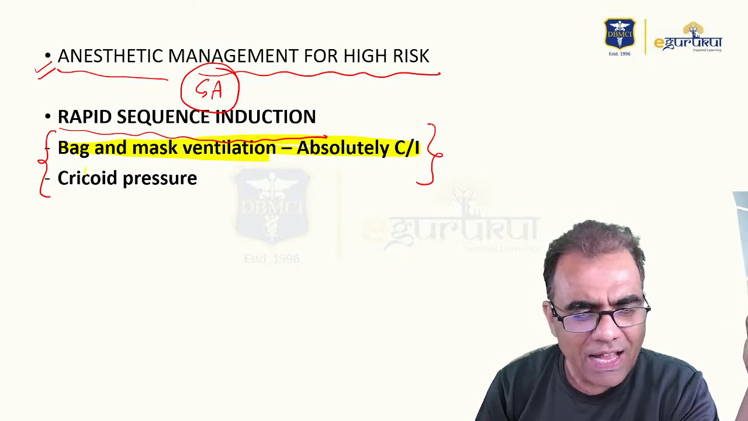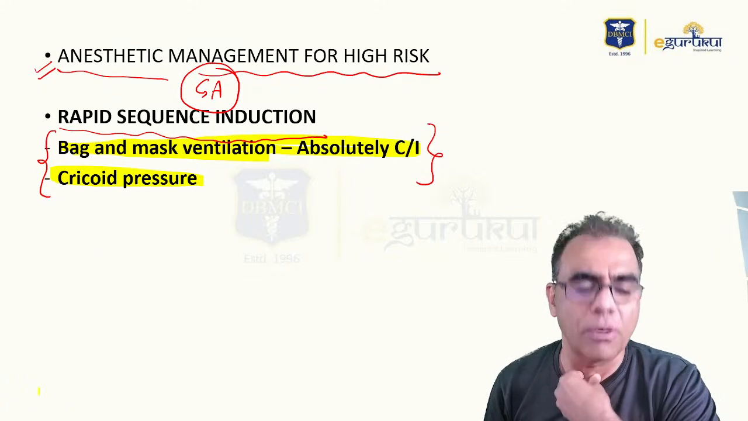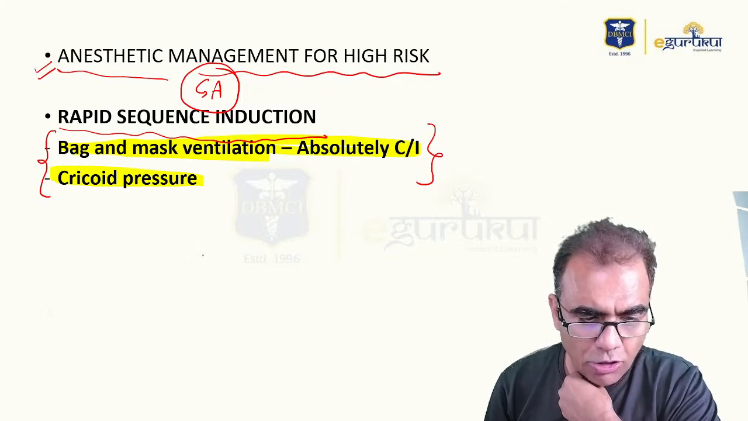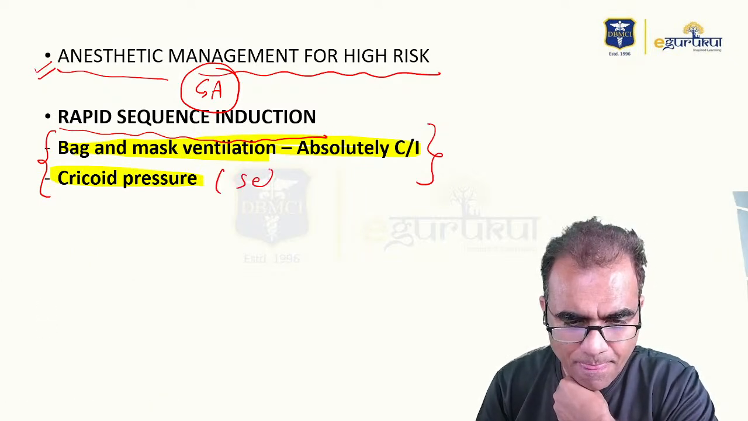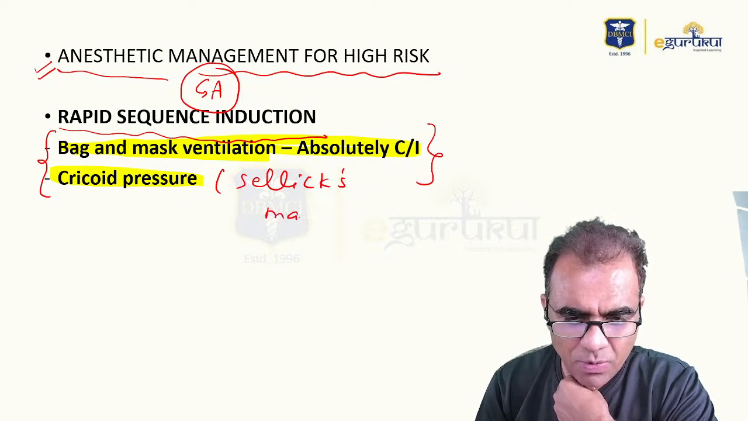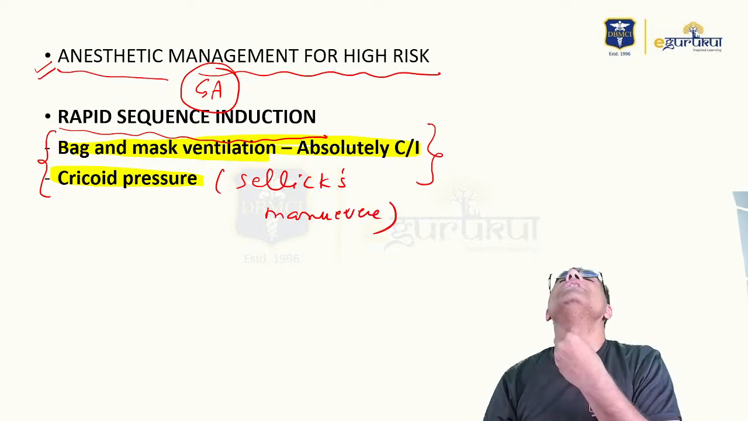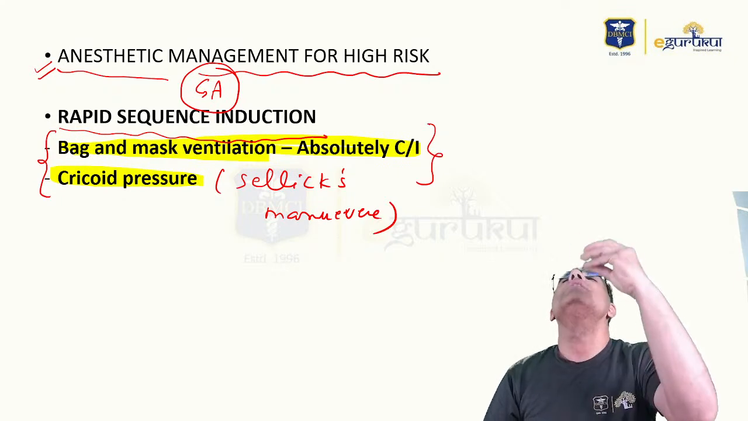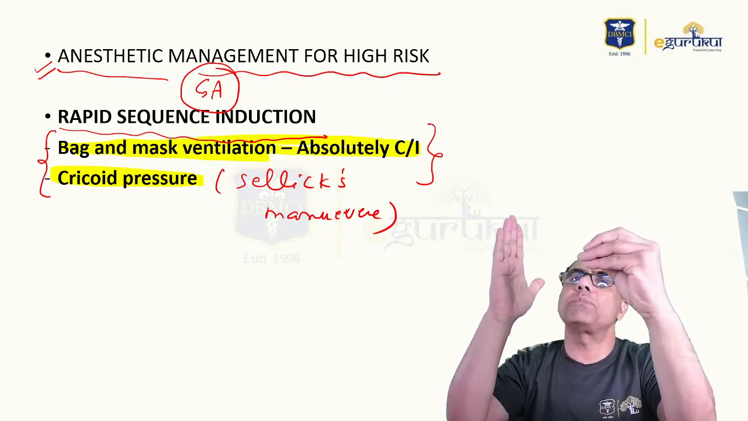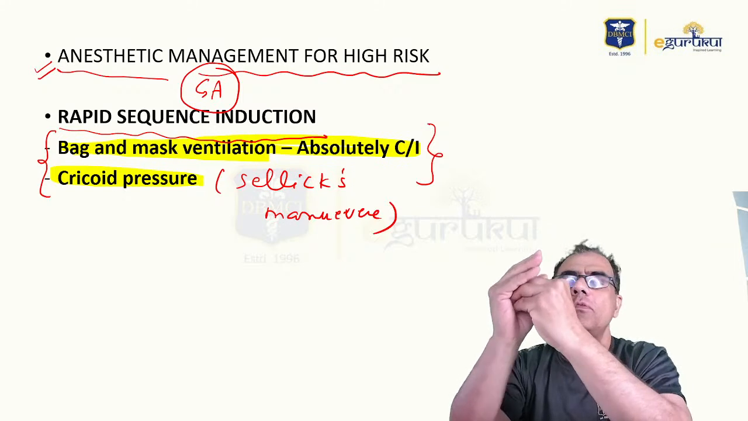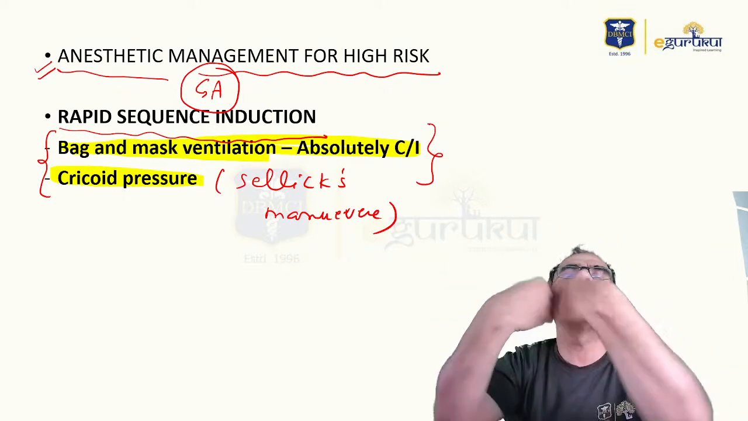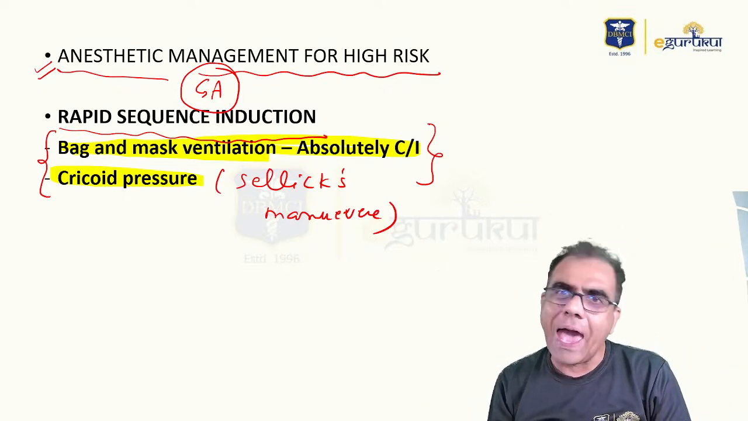And secondly, as soon as the patient falls asleep, the assistant applies the cricoid pressure. And this is called the Sellick maneuver. So what the assistant is doing by the cricoid pressure, he or she is pushing the cricoid posteriorly so that the esophagus is compressed between the fingers and the vertebral column. So the esophagus gets compressed, meaning the patient will not be able to aspirate.